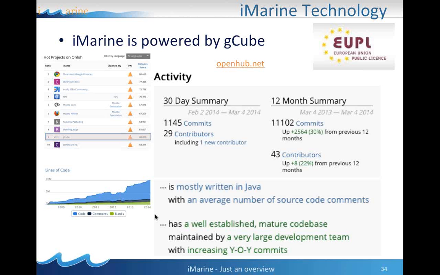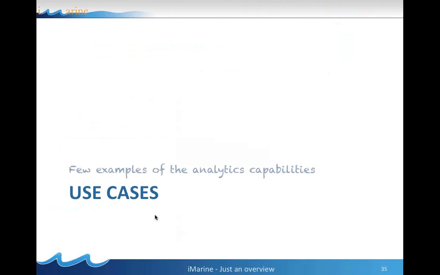In this slide, you see some statistics. GCube was born in 2008, and starting from then, it continued to grow. Now it comprises more than 10 million lines of code. It's a well-established and mature code base. But what is more important is that there is an increasing number of commits year to year, with an increasing number of contributors every month or every year. This makes this large platform sustainable and makes it possible to rely an entire infrastructure on it. Now, there are a few examples of the analytics capabilities of iMarine, and so I will leave the floor to Gianpaolo.